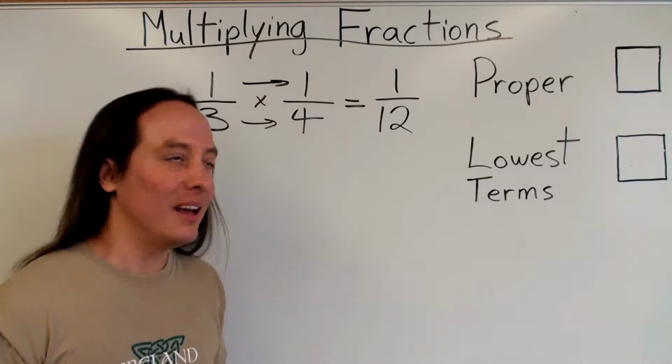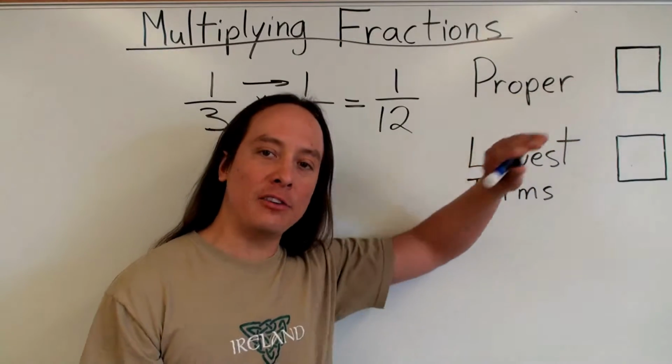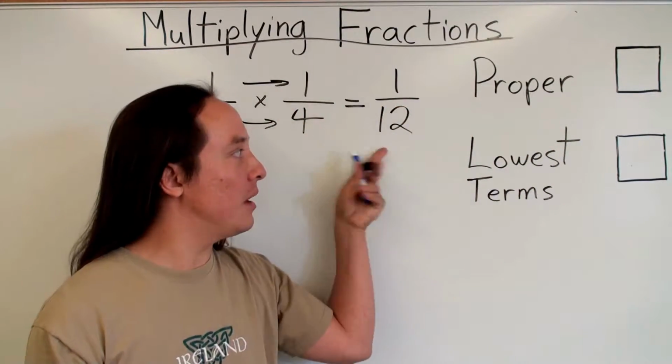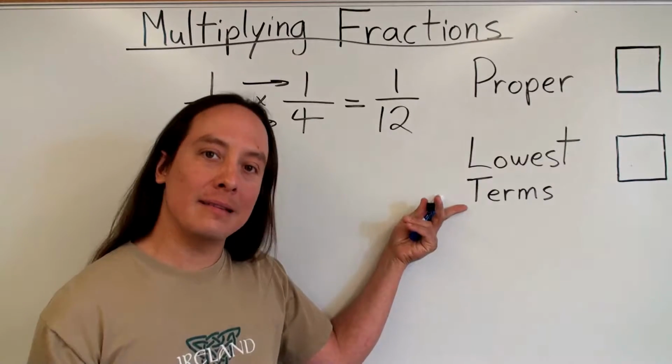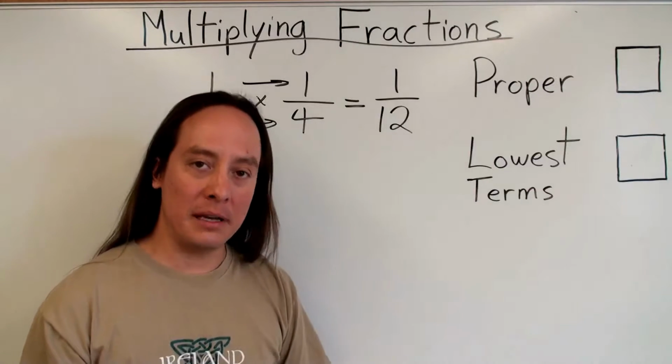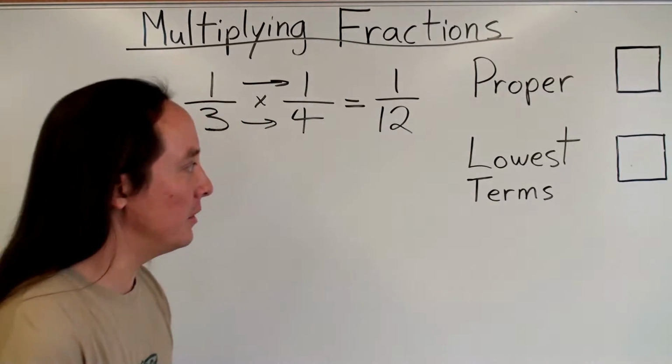Not too bad, right? Of course, you always got to check to see if your fraction's proper. And 1/12 is proper. The numerator is smaller than the denominator. And is it in its lowest terms? And yeah, it's in its lowest terms. It can't be reduced anymore. Okay, so that's it. We're done.